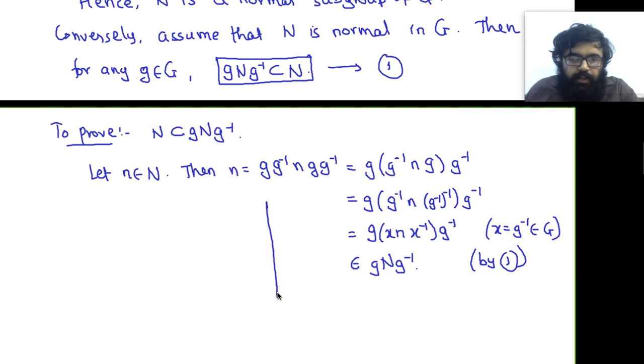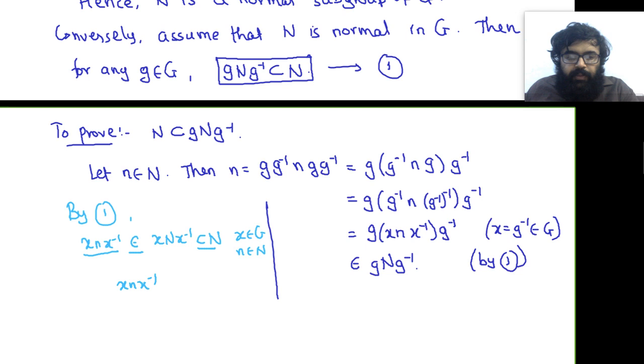So how do we apply 1 here? By 1, you can see here we have x n x inverse. This belongs to xNx inverse, where x is in G and n in N. But we know this is a subset of N. Therefore, x n x inverse belongs to N. This is what we have got. So this element belongs to N. Therefore, g, this element, and g inverse belongs to gNg inverse. So I hope this is clear.